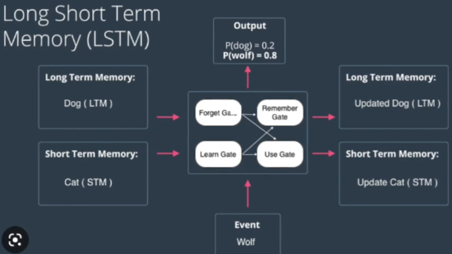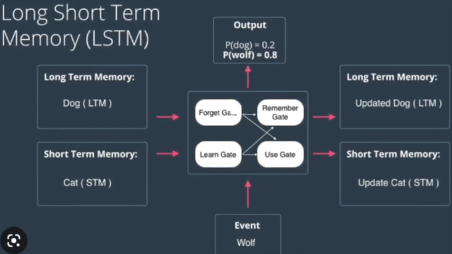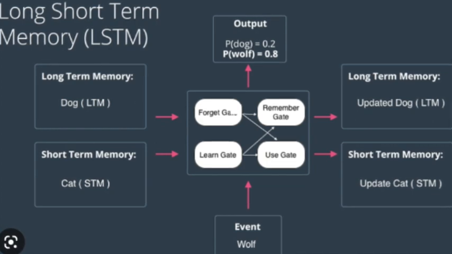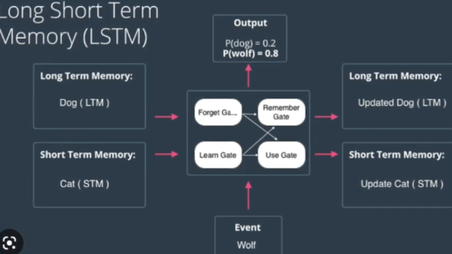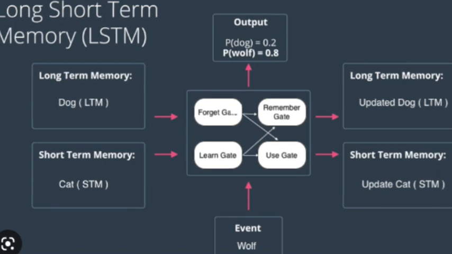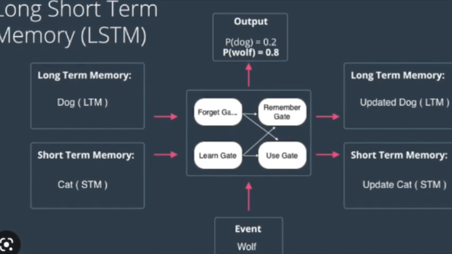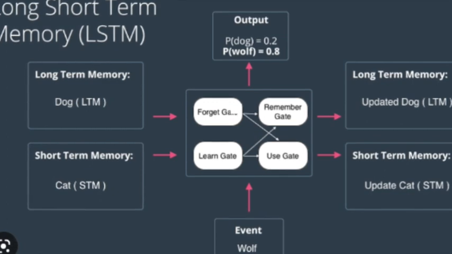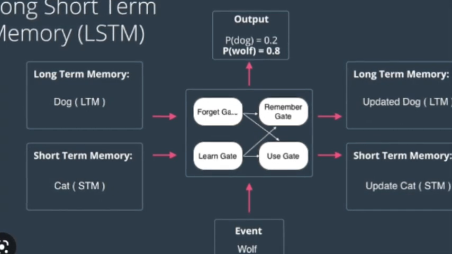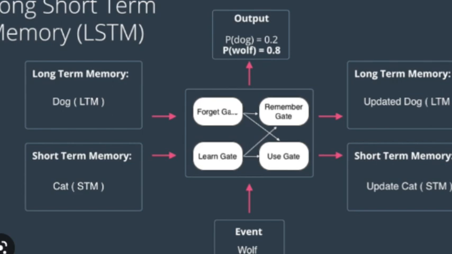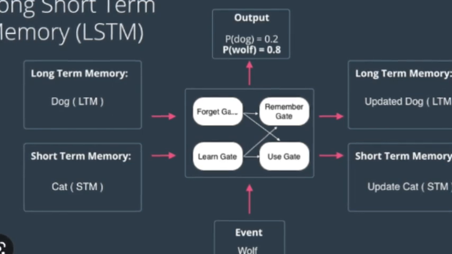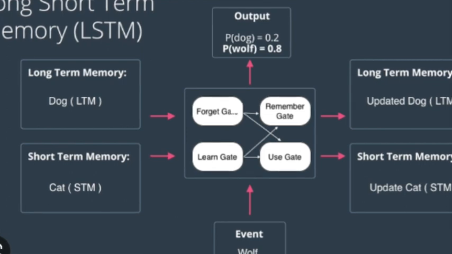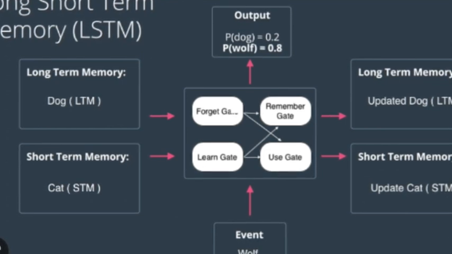The second one is input gate. The input gate is a layer of sigmoid neuron that determines whether the information from the input should be stored in the memory cell or not. The third one is output gate. The output gate is a layer of sigmoid neuron that determines whether the information should be output from the memory cell or not. The output gate is responsible for regulating the amount of information that is sent to the next stage of the network. And the last one is forget gate.